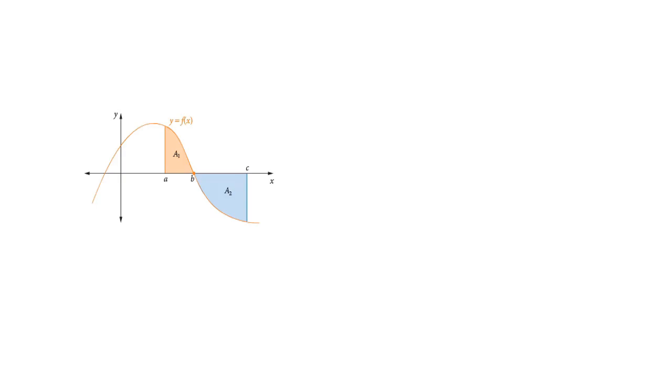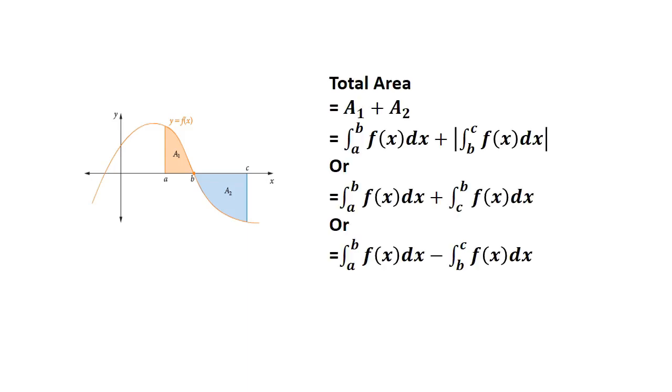Now, the next question is, how can we find total area? We know total area is equal to A1 plus A2. So total area can be found by adding A1 to the absolute value of the definite integral from B to C, or we can use A1 plus the definite integral of f(x) from C to B, or we use A1 minus the definite integral of f(x) from B to C.